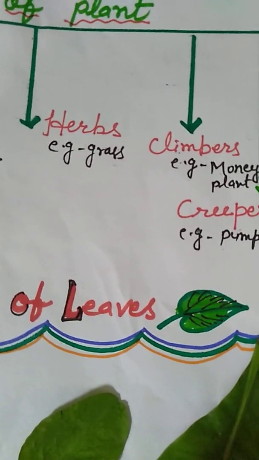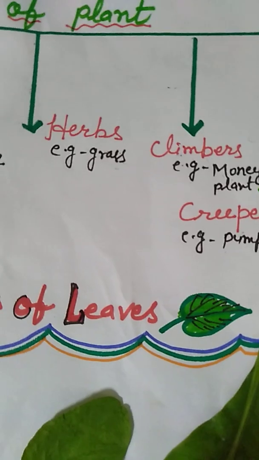These are called creeper plants. Example, pumpkin. Now, parts of plants.